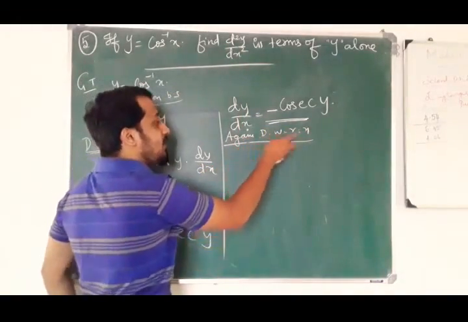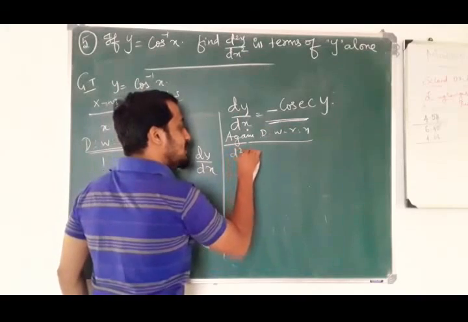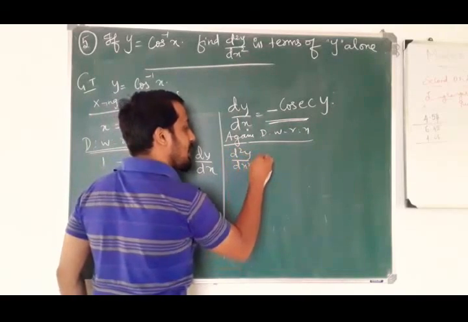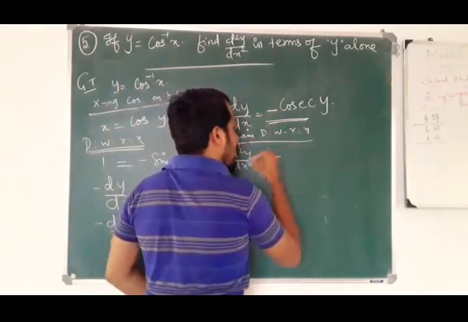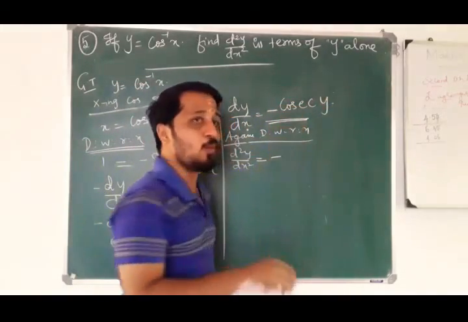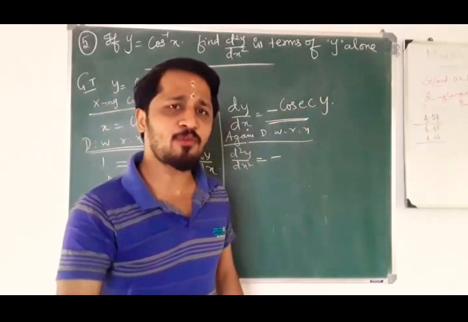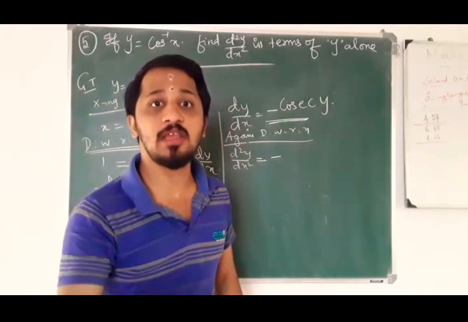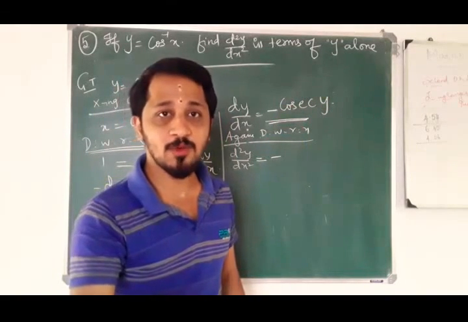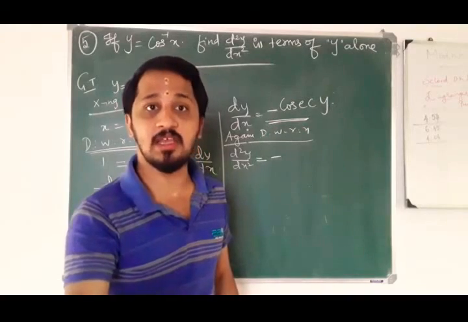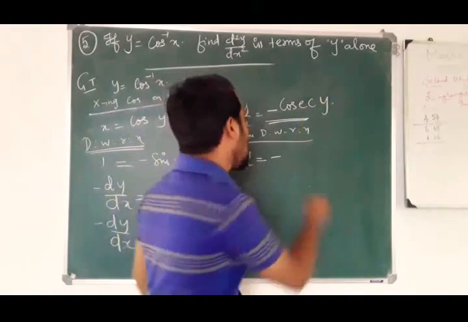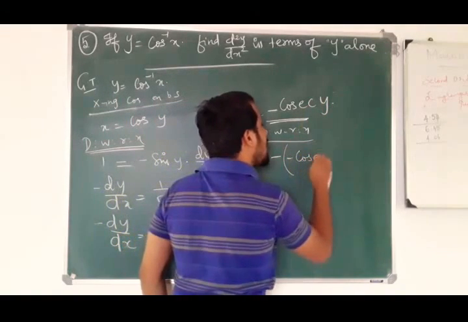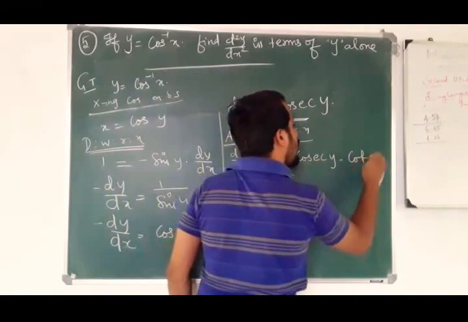So, differentiating with respect to x, you will get d square y by dx square is equal to minus derivative of cosec y. Derivative of cosec x is what? Minus cosec x cot x. In place of x I have y. So derivative of cosec y is minus cosec y into cot y.